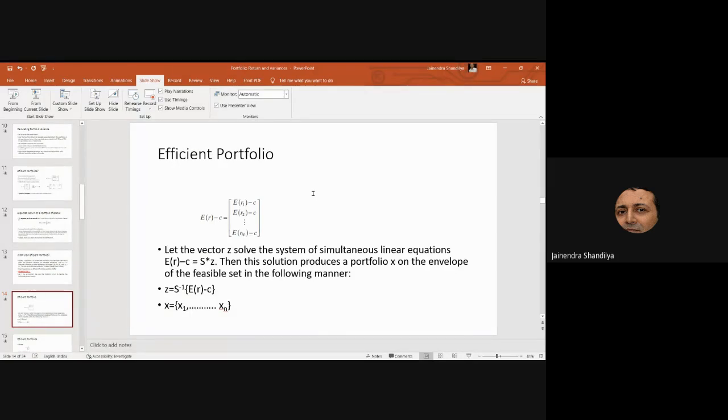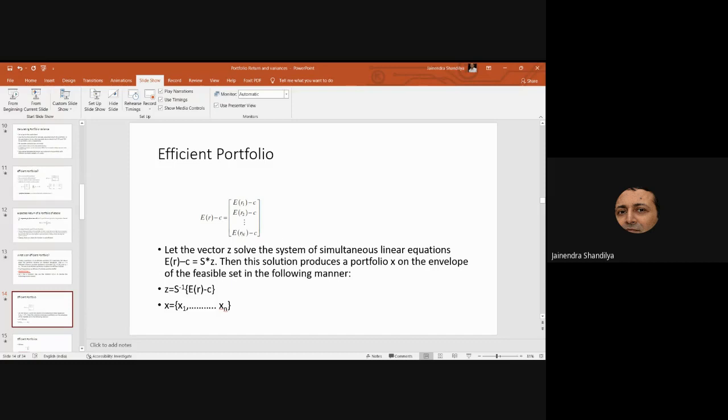Now, the $1,000,000 question is, how do you get matrix Z? To get matrix Z, we need the inverse of matrix S, which is variance covariance, and we multiply with ER minus C, which is nothing but the expected return minus a risk-free rate of return. So if you multiply the inverse of matrix S with your return vector, you get matrix Z. And from matrix Z, how do you calculate X? We calculate X just by dividing each Z by the sum of Z.